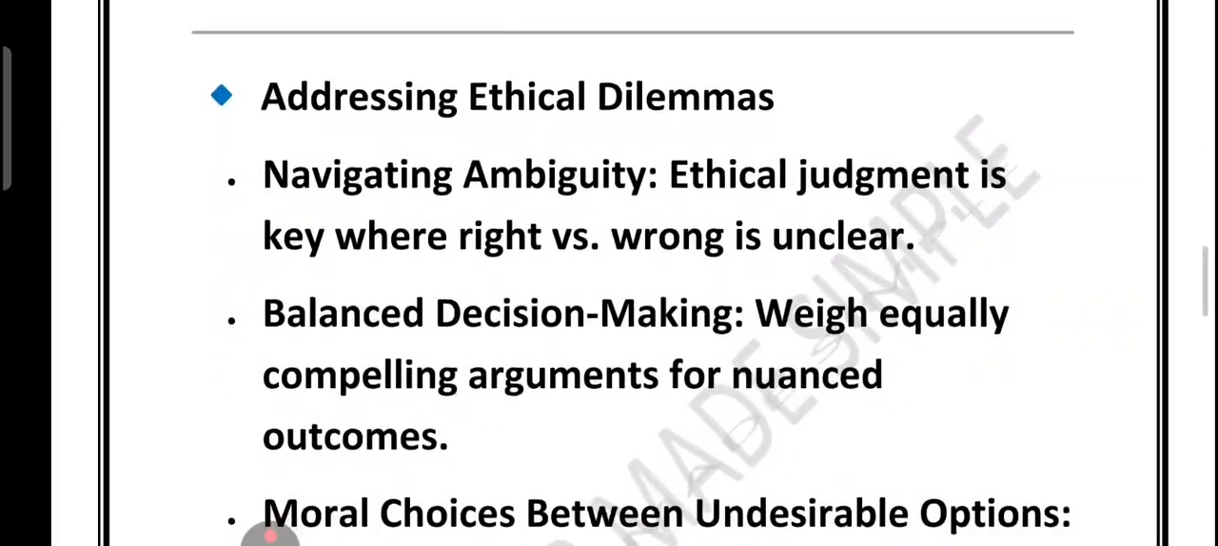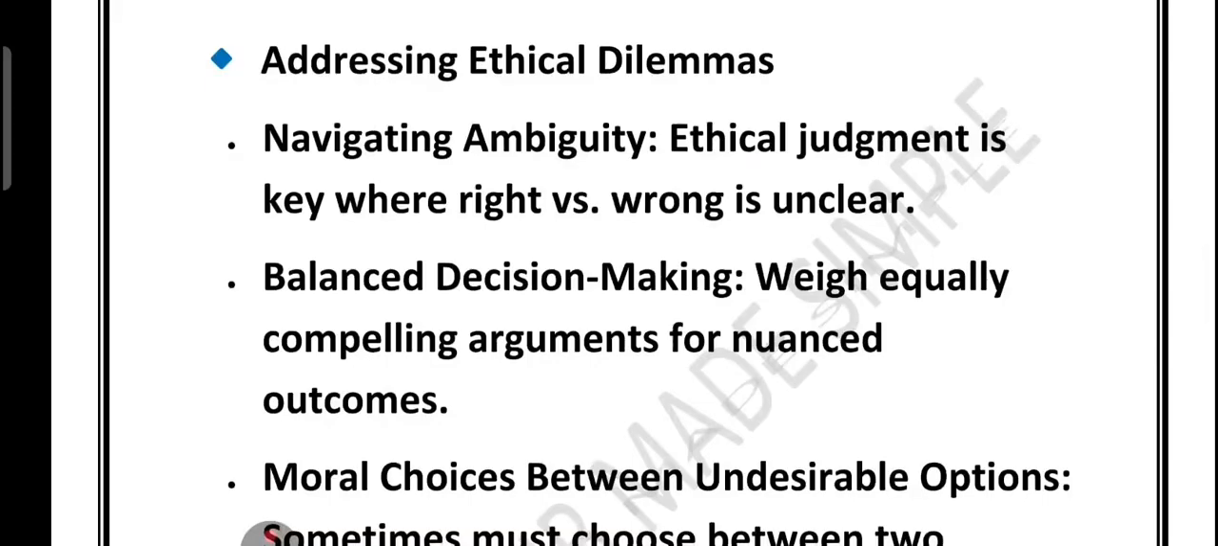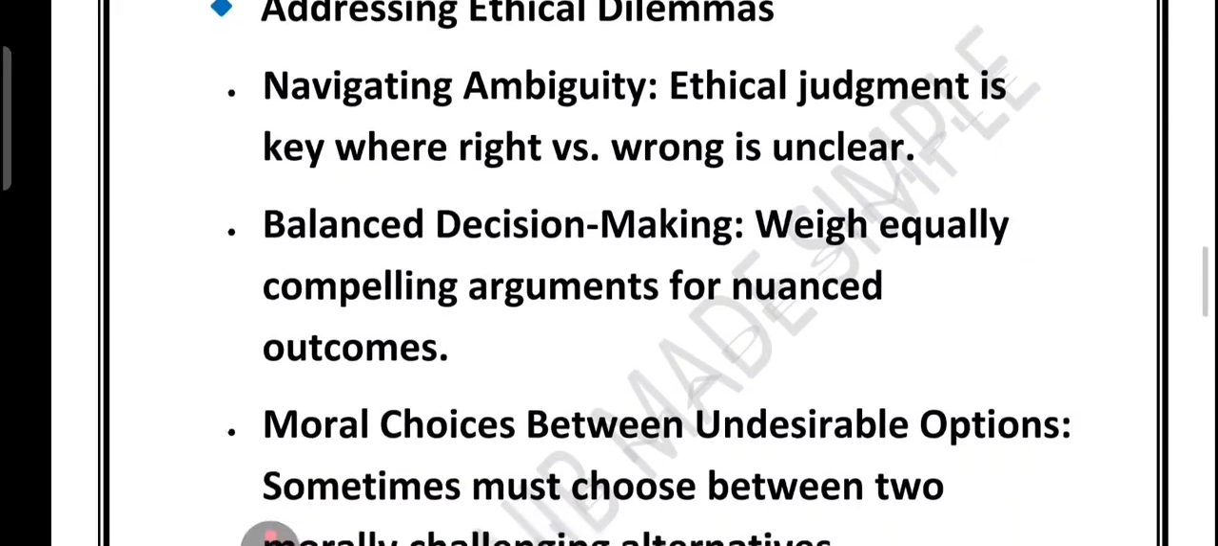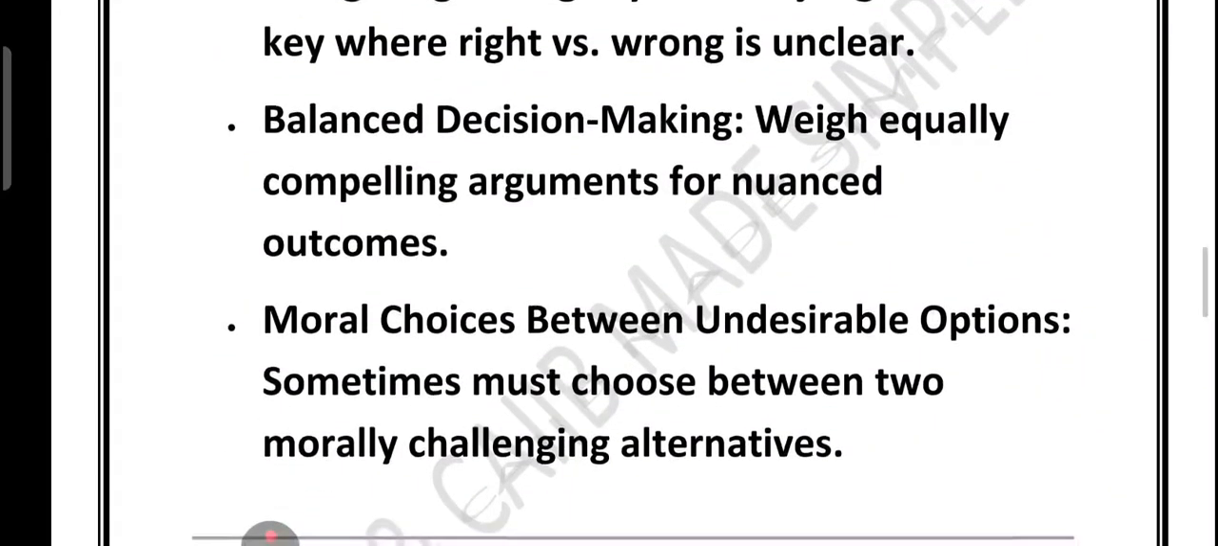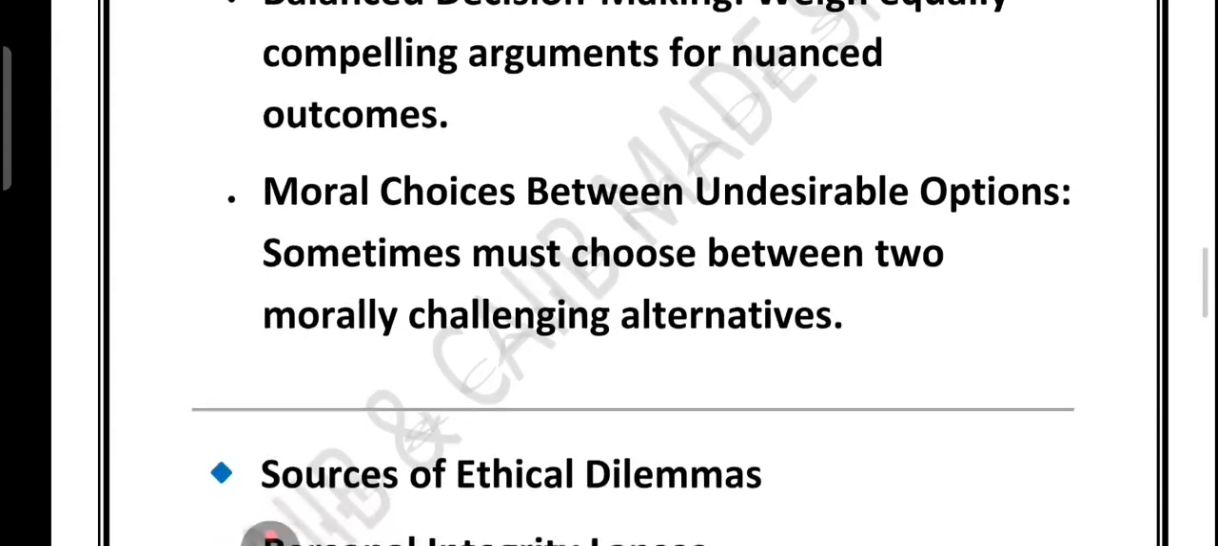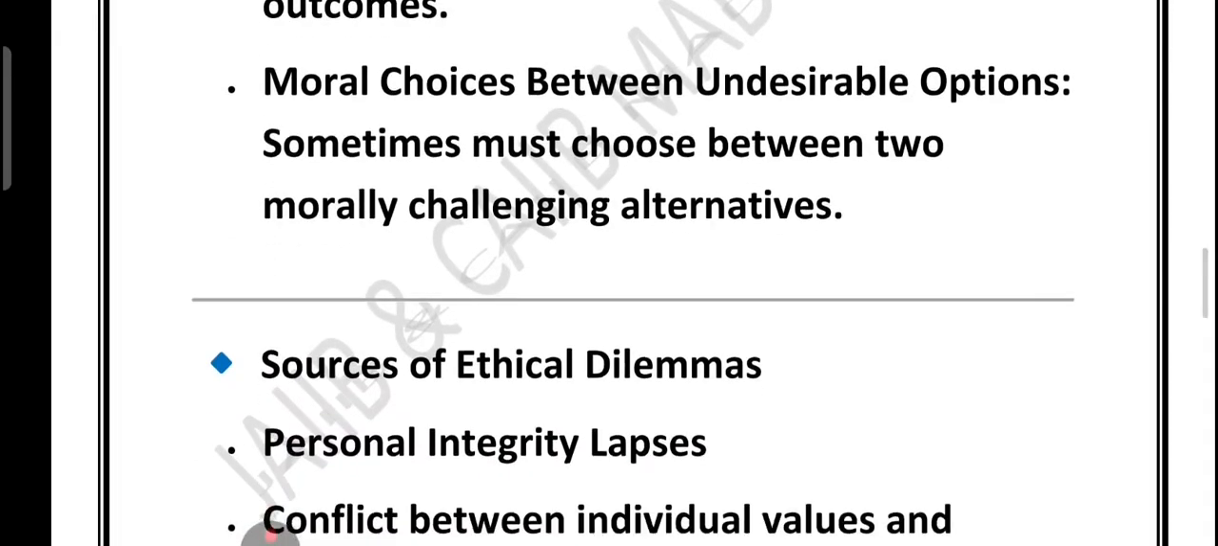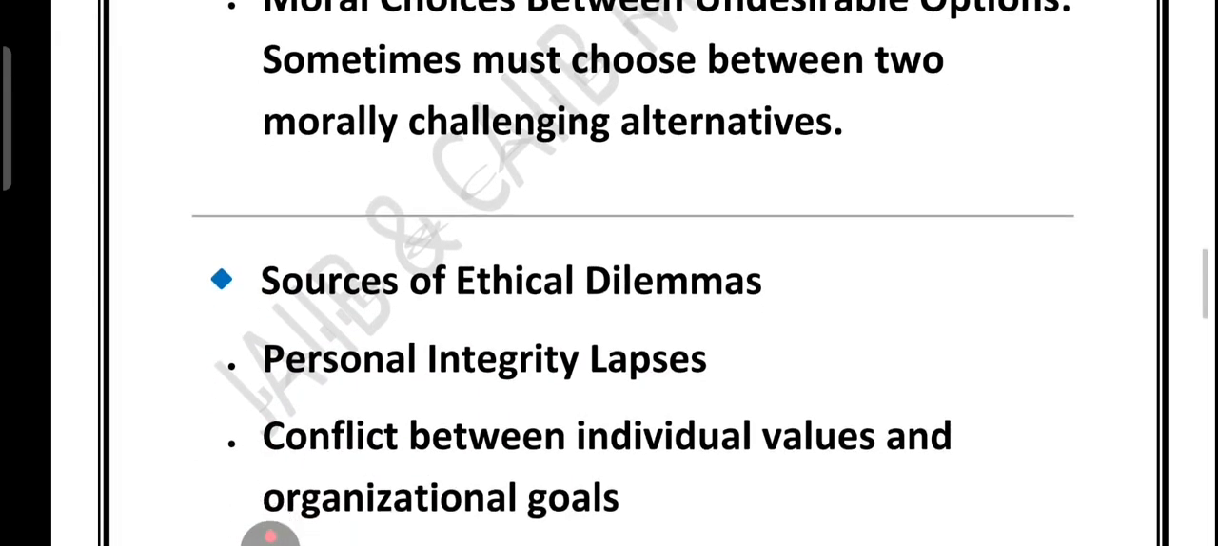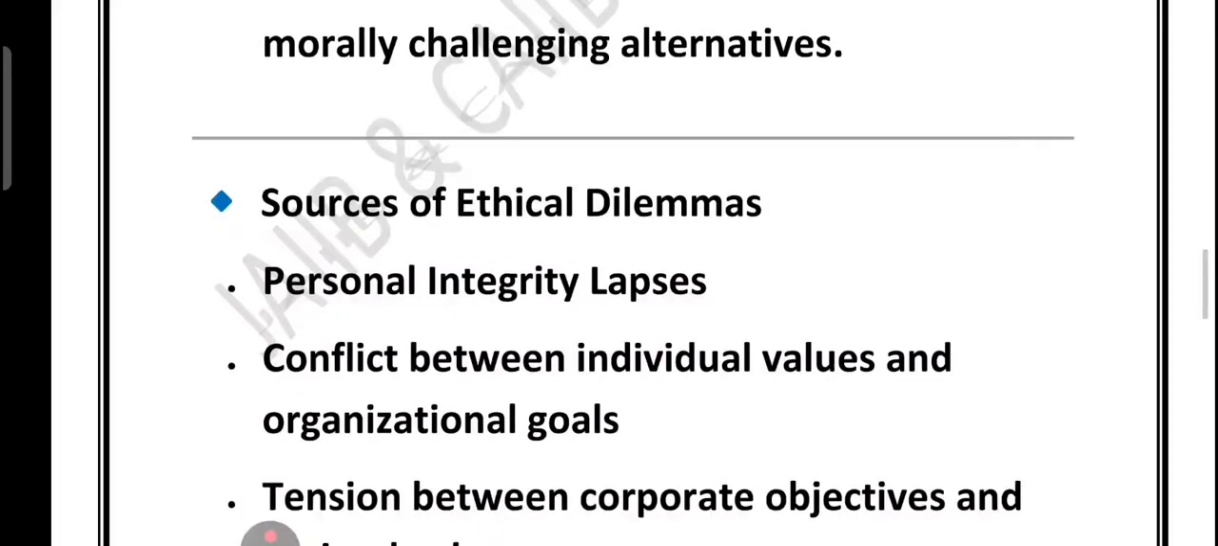So how to address this ethical dilemma? So first of all, we have to navigate the ambiguity. Use a strong ethical judgment when right and wrong are not obvious. Balanced decision making. So consider all equally compelling arguments to reach a fair outcome. And choosing between the different options. Sometimes you must make a decision between two morally challenging alternatives.